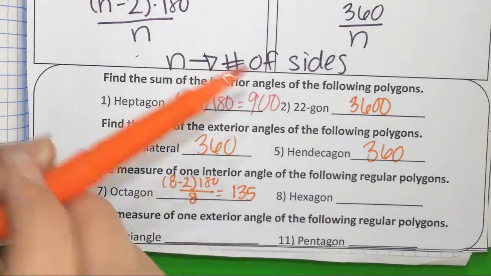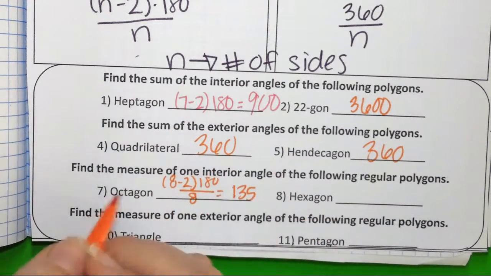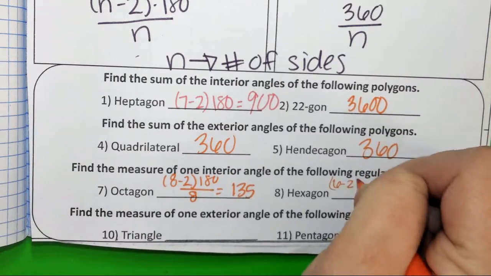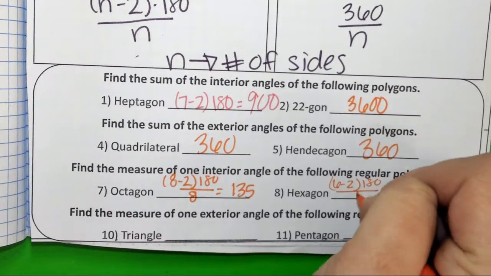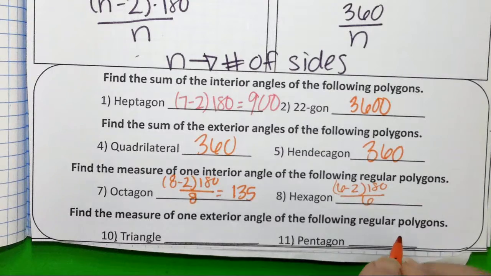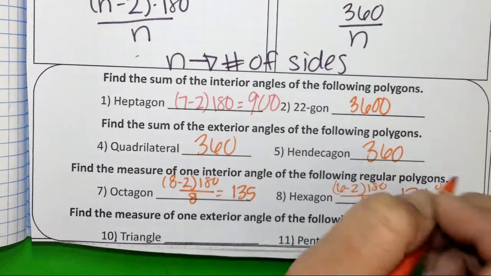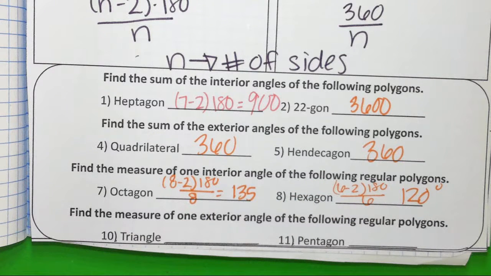Now, what about a hexagon? How many sides does a hexagon have? Alright, so that's 6 minus 2 times 180. And we divide that by 6. And what's your final answer? 120. How many of us got that right? Great job this time.